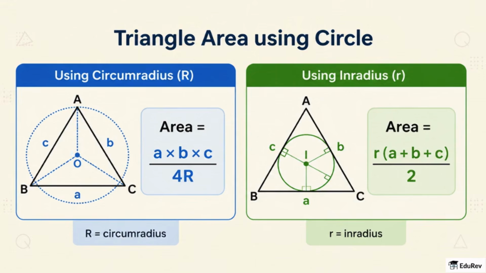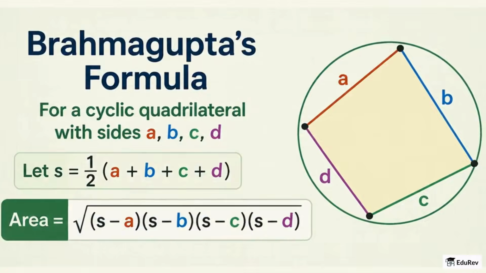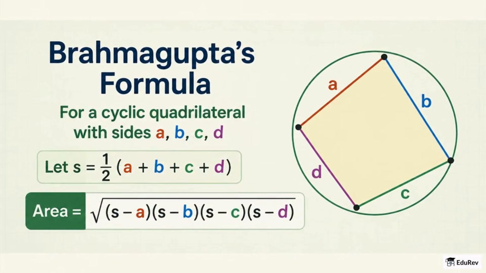There are two more useful area formulas using circles. Triangle area equals A times B times C divided by 4R, where R is circumradius. And area also equals r times (A plus B plus C) divided by 2, where r is inradius. Brahmagupta extends Heron for a cyclic quadrilateral with sides A, B, C, D.